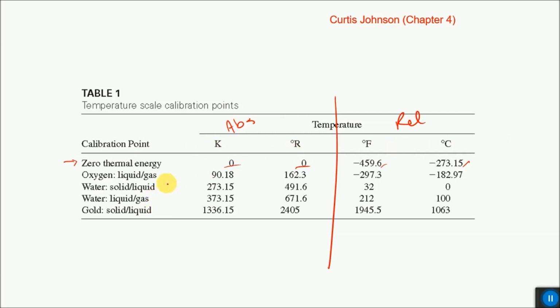For example, the solid-liquid and liquid-gas interface. So water freezes at 0 degrees Celsius and water boils at 100 degrees Celsius, and we all know that. And about gold and oxygen and so on. So these are the four scales that we will be using. And most of the time in System International, we will be sticking with degrees Celsius.